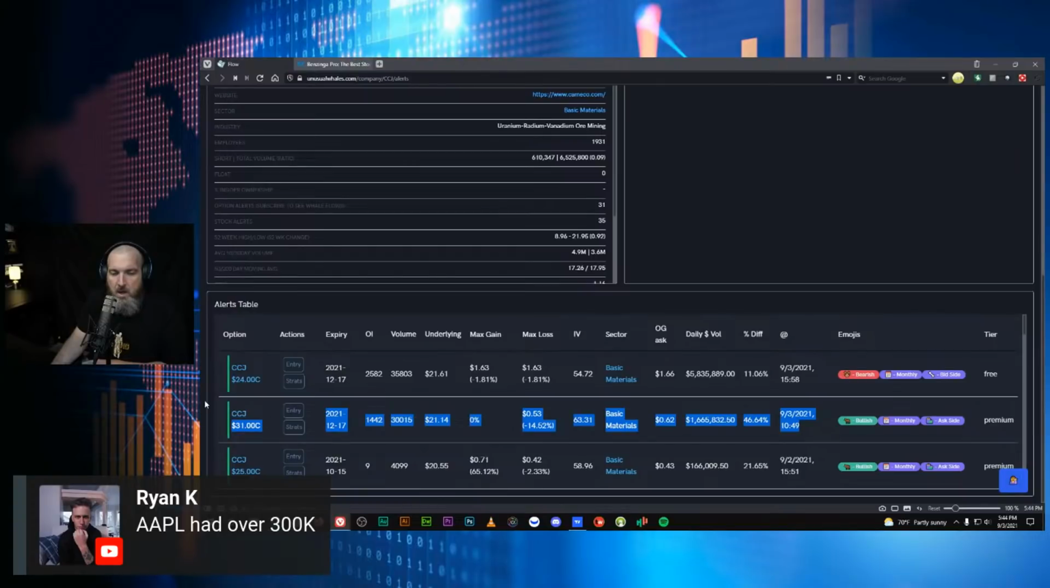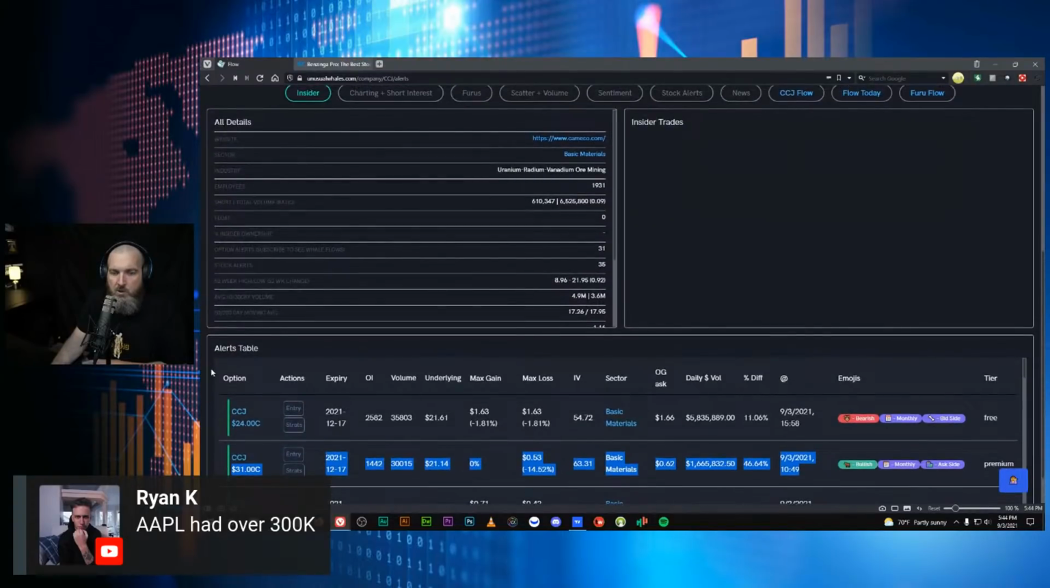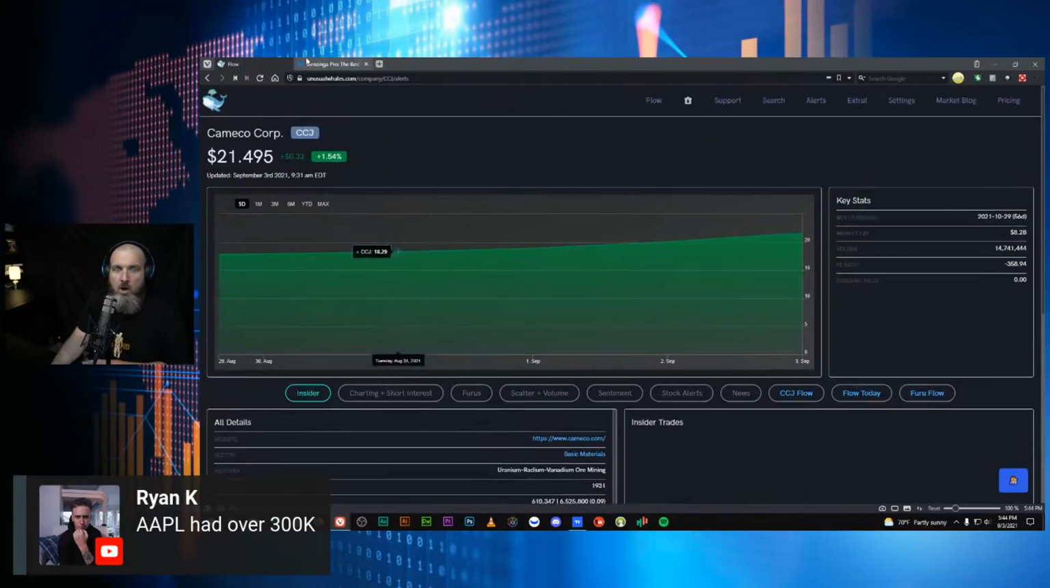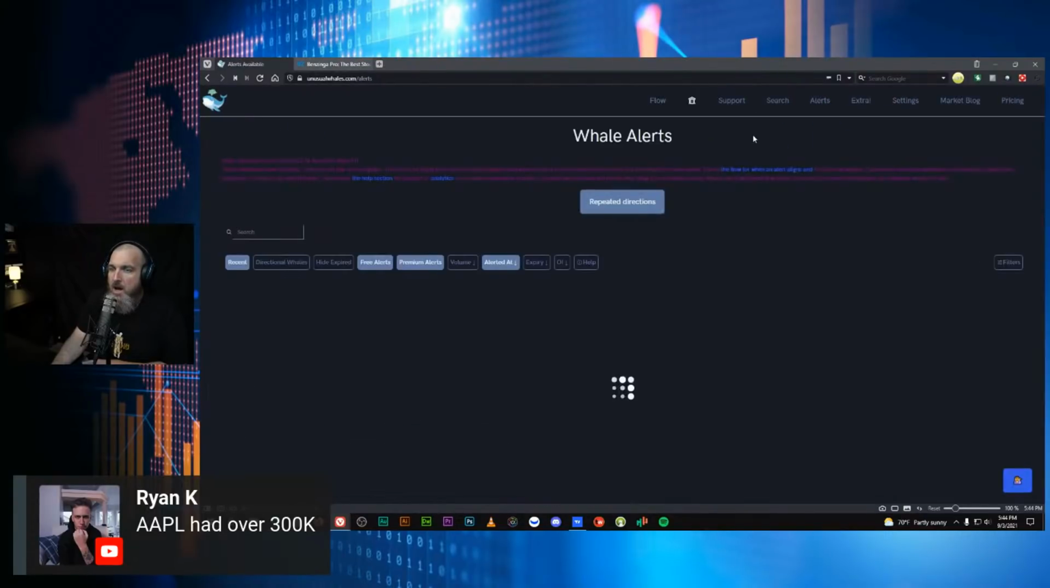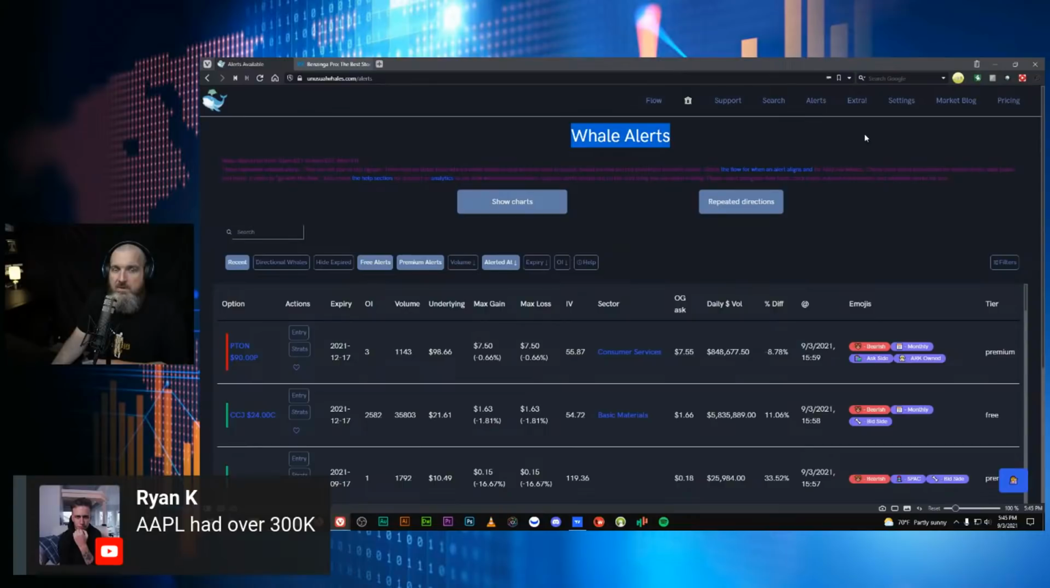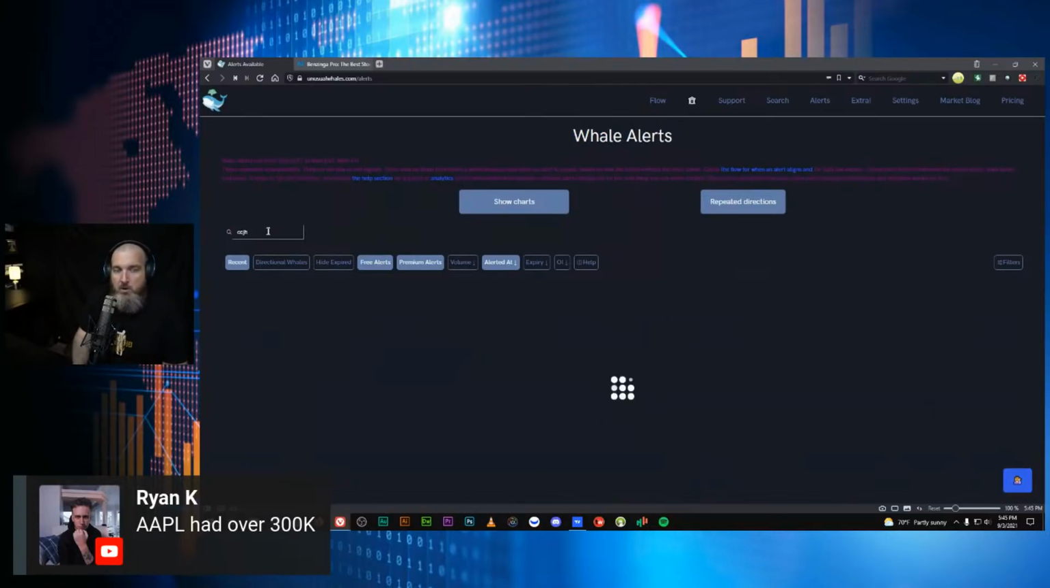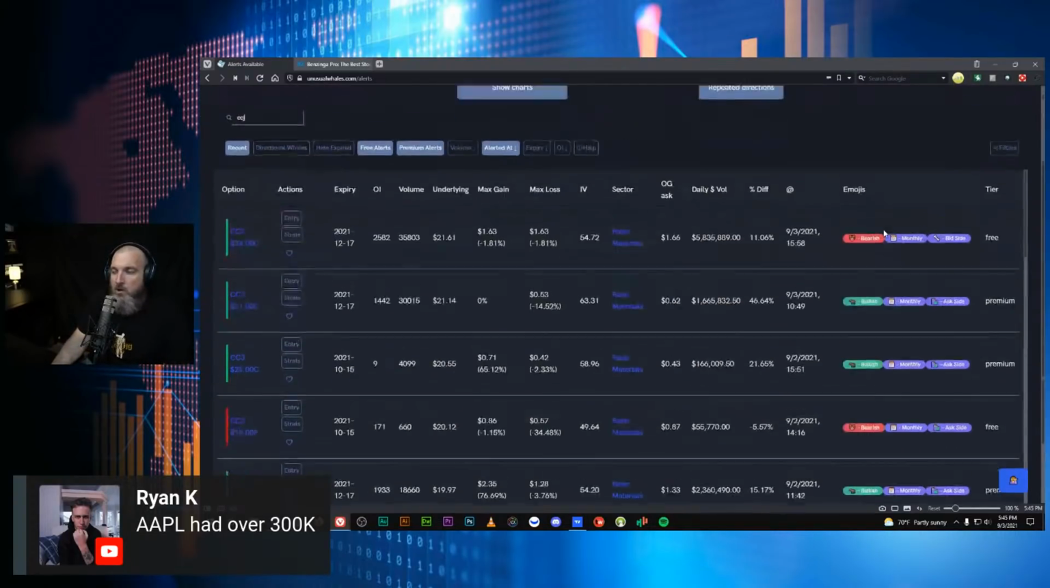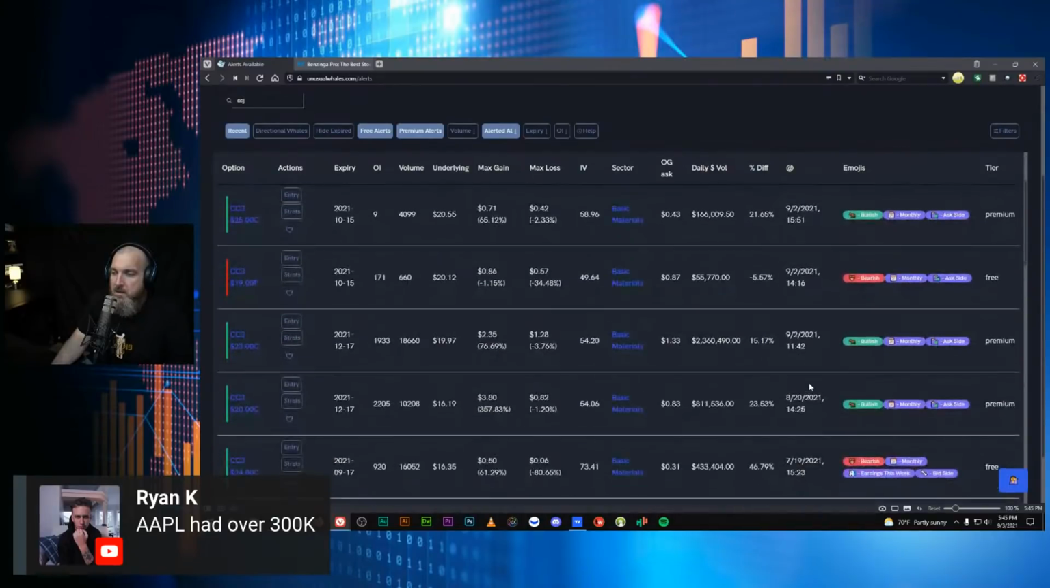is you can go on and look at the whale alerts. These are the really unusual alerts. These ones are separate from the flow. Okay, so these ones are coming on their own. These are large orders, typically based upon premium price and volume. But what you can do here is, if you see a ticker that you want to get into, you can filter your whale alerts down, and then you can start to go through and see.